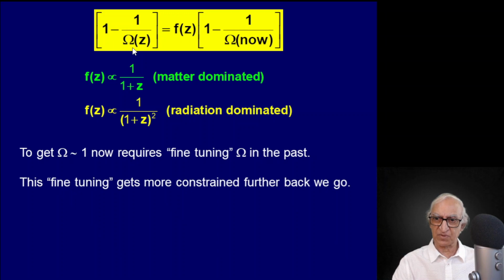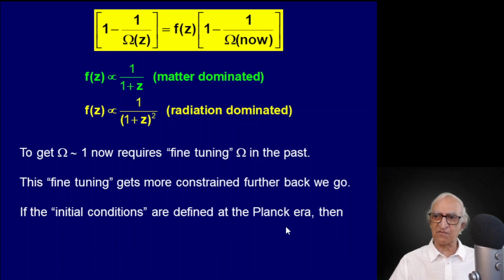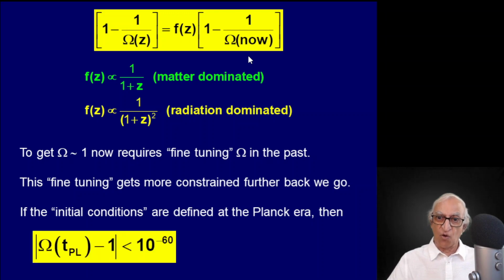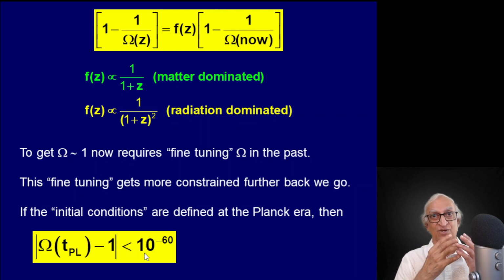For example, if the initial conditions are defined at the Planck era, 10 to the power minus 43 seconds, then in order to get an omega of 0.3 today, omega at the Planck era must have been 1 to 1 part in 10 to the power 60. In other words, omega minus 1 must have been less than 10 to the power minus 60. In other words, the omega at Planck era must have been very nearly 1. Otherwise, you can't have an omega of 0.3 now.